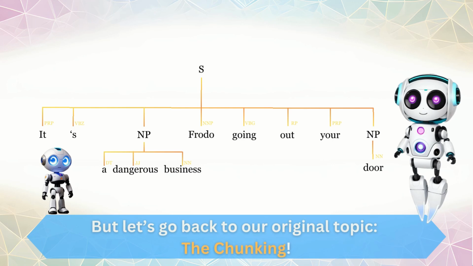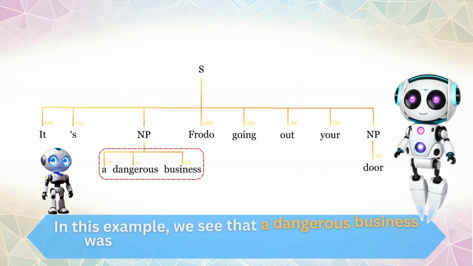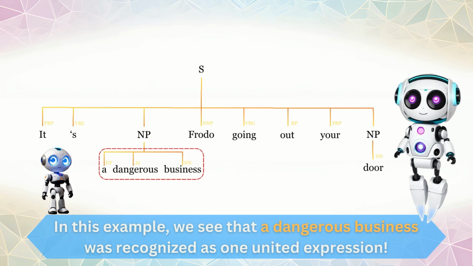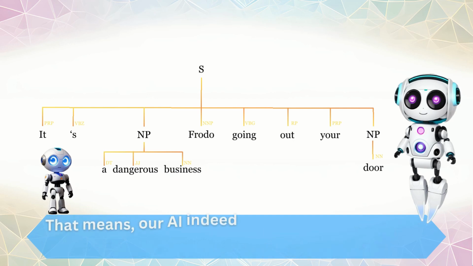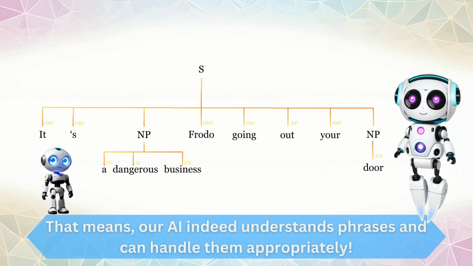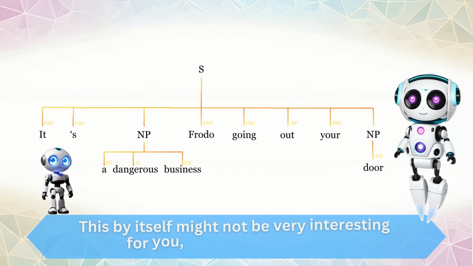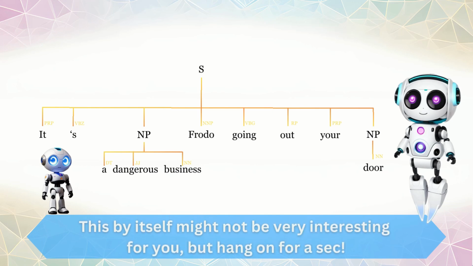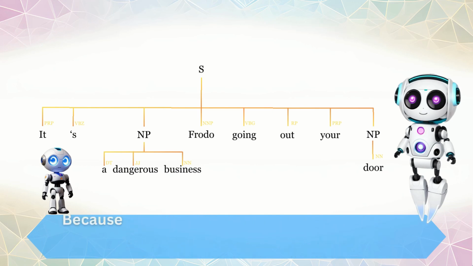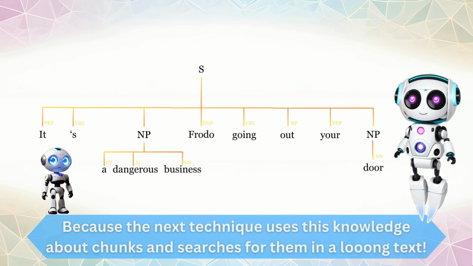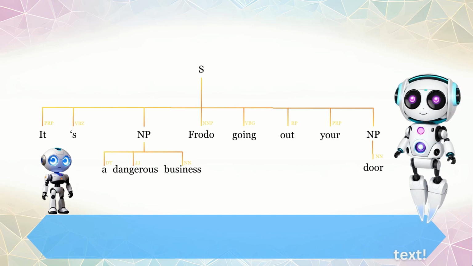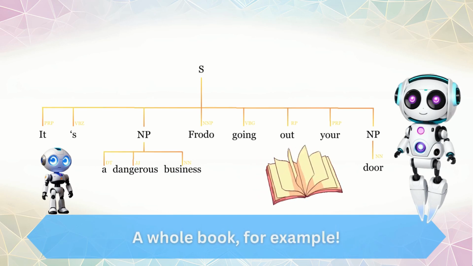But let's get back to our original topic, the chunking. In this example, we see that a dangerous business was recognized as one united expression. That means our AI indeed understands phrases and can handle them appropriately. This by itself might not be very interesting for you, but hang on for a second. Because the next technique uses this knowledge about chunks and searches for them in a long text. A whole book, for example.